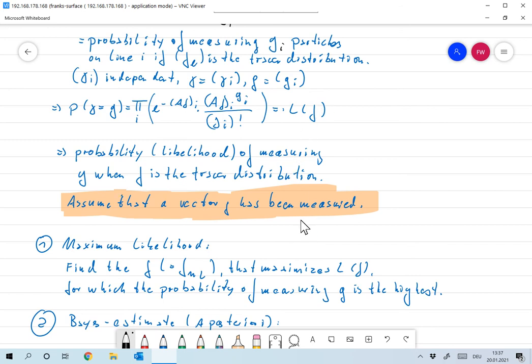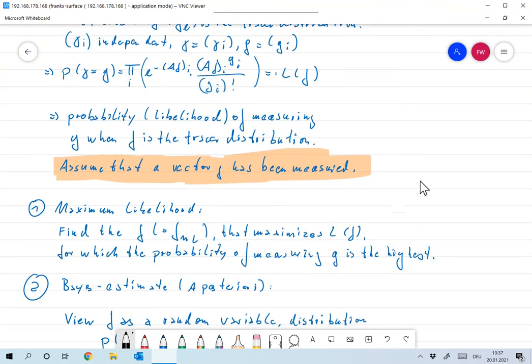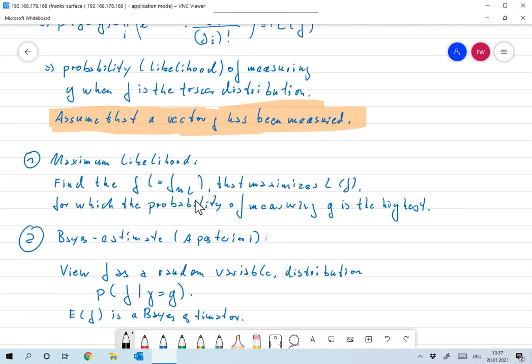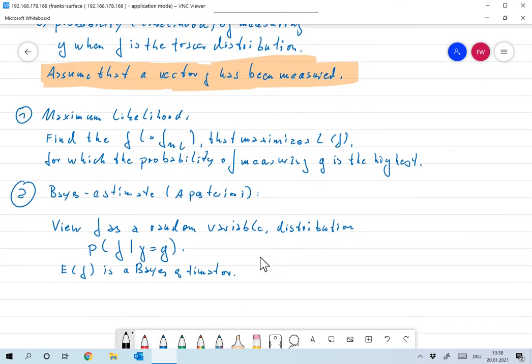So there are two ways we want to look at this. The first one is maximum likelihood. It might be a good idea to somehow find the image that is the most probable one that caused the data vector that we actually measured. So it might be a good idea to find the f, we call it f_ML, f maximum likelihood, that maximizes L of f, for which the probability of measuring g is the highest.